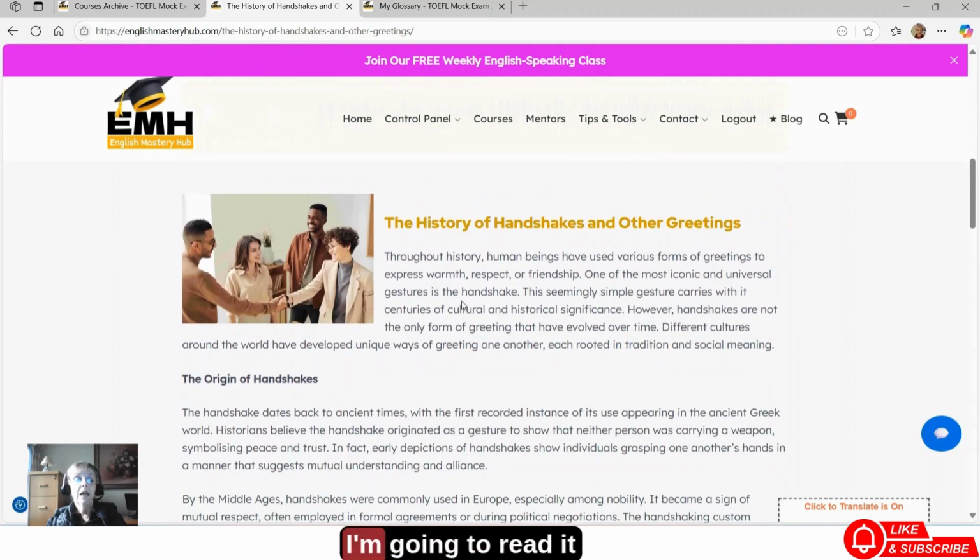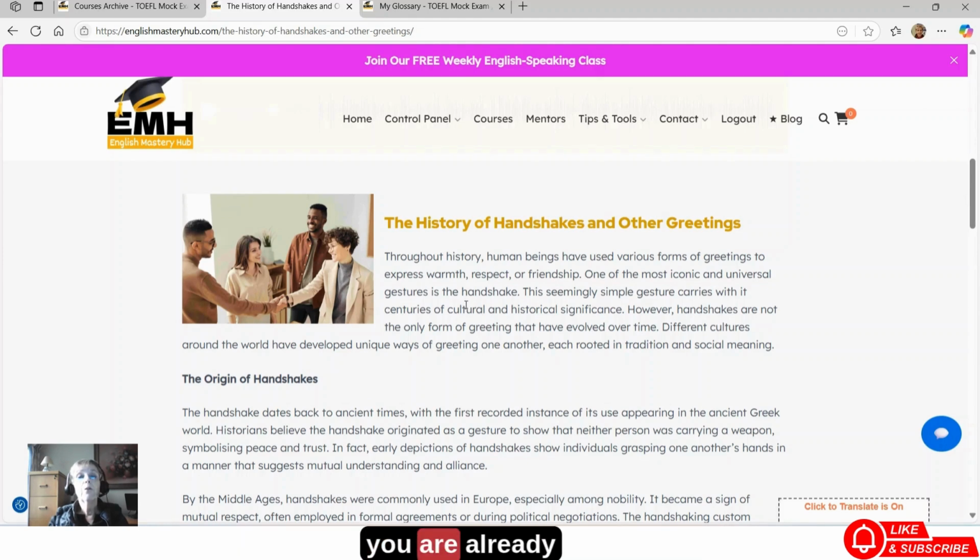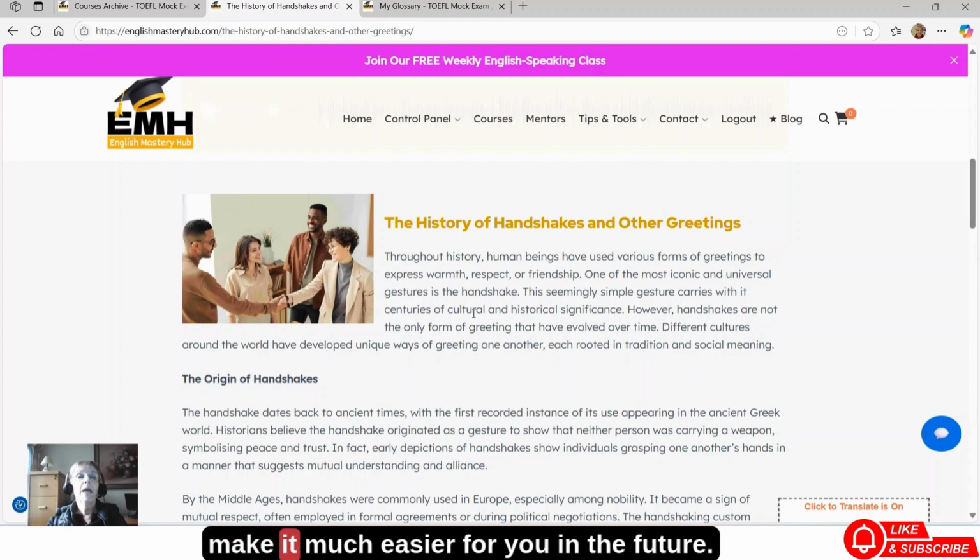So for today, I'm going to read it aloud. I want you to employ the technique called shadowing. If you were with us in the previous video, you are already familiar with that technique. If not, shadowing means that you silently mouth the words to yourself and read along as I read. This will help you with English pronunciation and will make it much easier for you in the future.